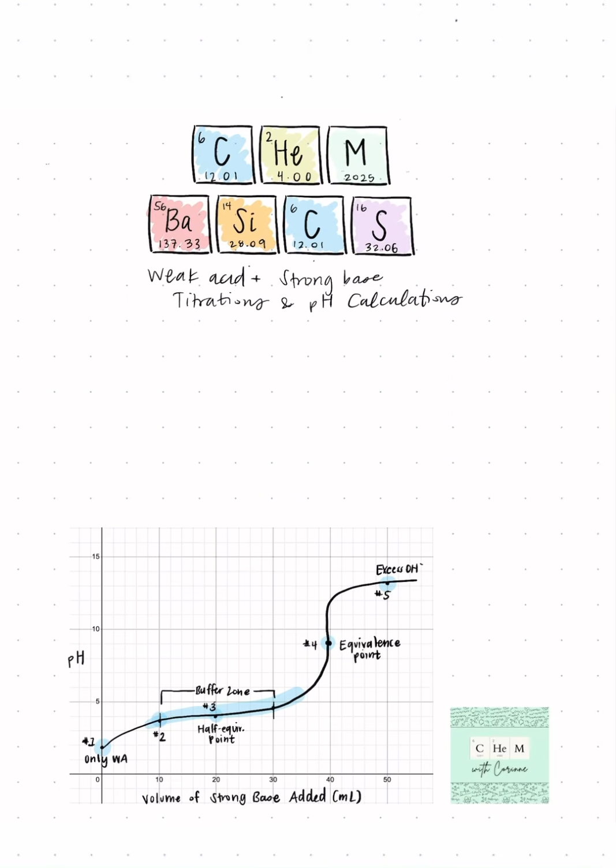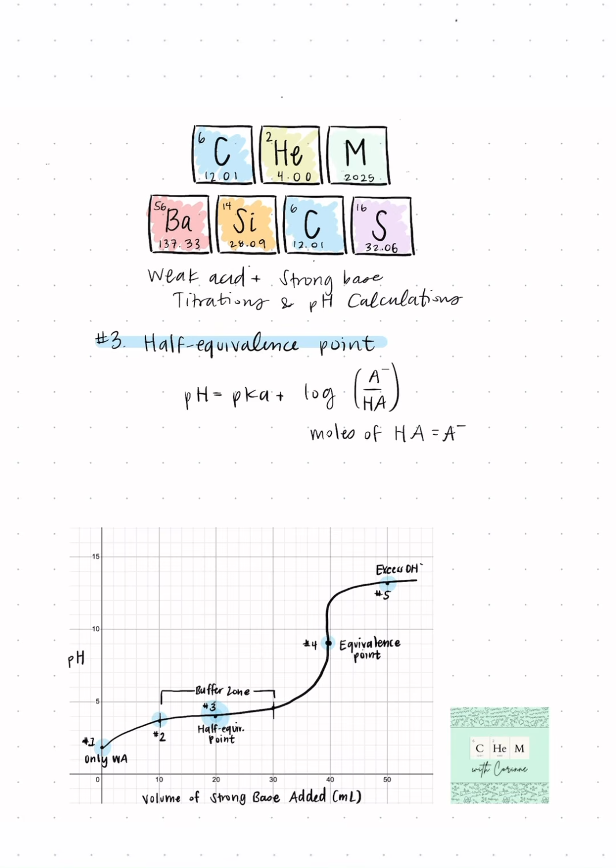And point number 3 is a special point in the middle of the buffer zone. This is the half equivalence point, where we have neutralized half of the moles of acid and base. When that happens, your moles of conjugate acid and conjugate base are equal, so that log becomes 0. So therefore, at the half equivalence point, remember the pH is equal to the pKa. Should be your easiest calculation.